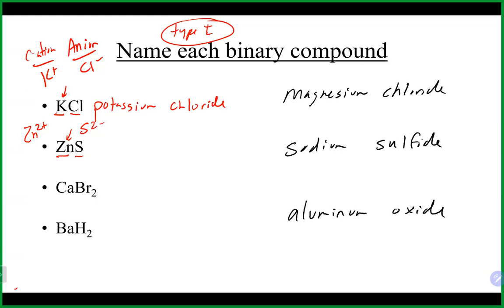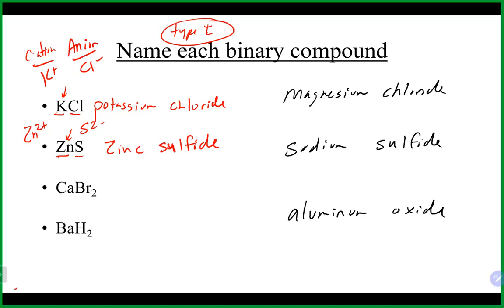Here again, once we identify zinc as a type 1 compound, that's all we need for the name. It's going to be zinc. And again, our sulfur will get the IDE treatment there at the end of it, which would be sulfide. Any questions on that one there?